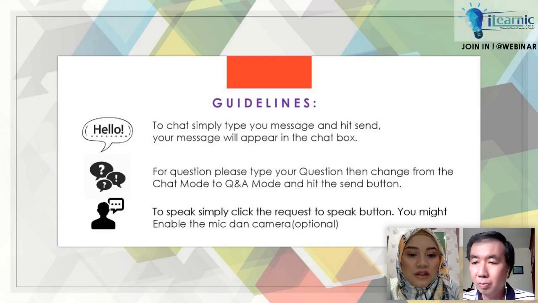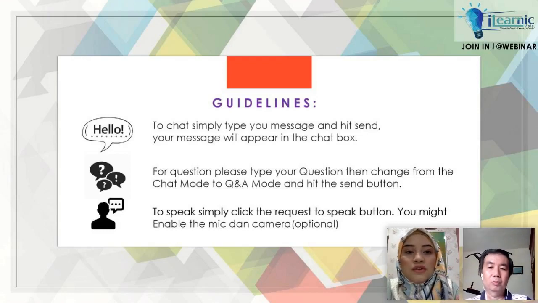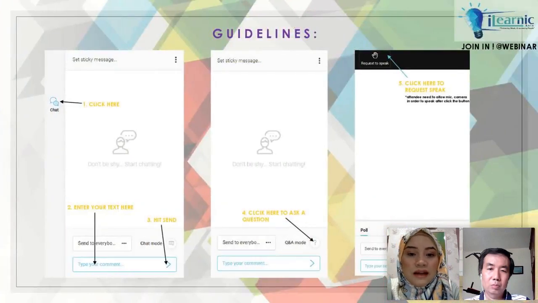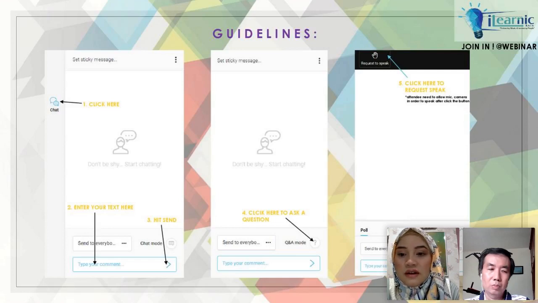For a question, please type your question, then change the chat mode to Q&A mode and press the send button. If you would like to speak with our trainer, you simply request the speak button. Enabling your mic or camera is optional if you would like to show yourself. This is the guideline. If you don't know, I'll show you. Hopefully everyone can see the speak request there. If you're having a line problem, you can reconnect on top of your bar or refresh.